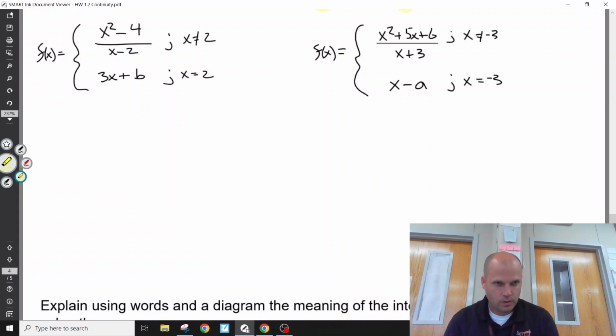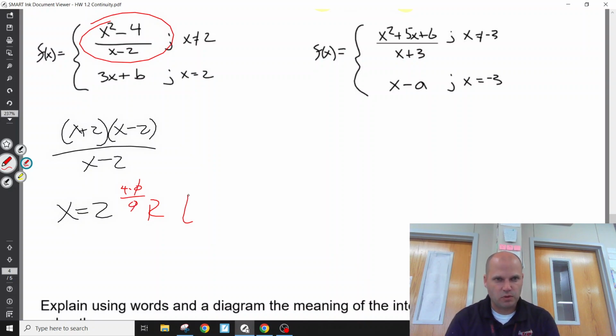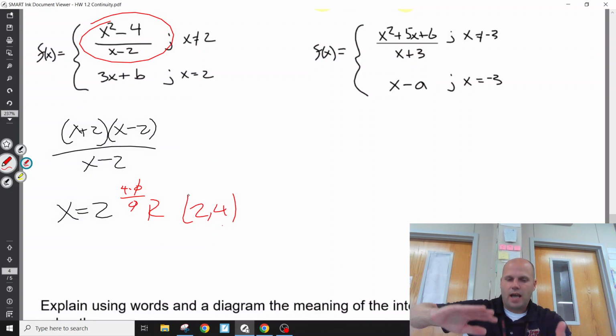Point-wise, this guy is dominating. Let's evaluate its continuity. Well, it's x plus 2 times x minus 2 over x minus 2. X equals 2 is removable, because when I plug in 2, I'd get 4 times 0 over 0. The location of the removable is 2, 4. That top piece has a hole at 2, 4.